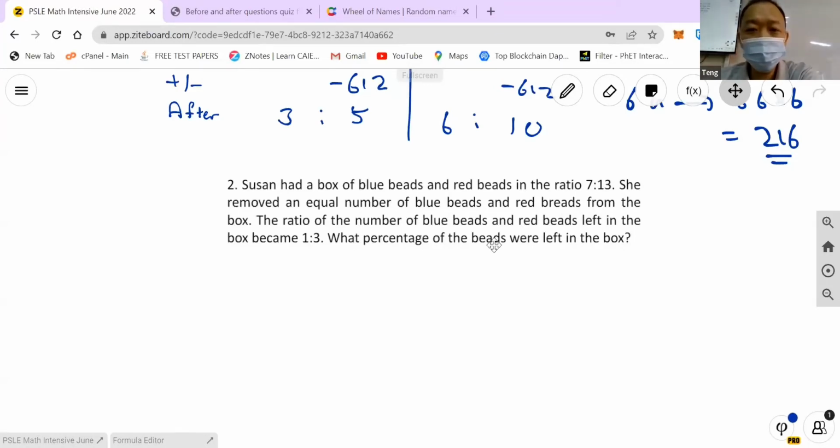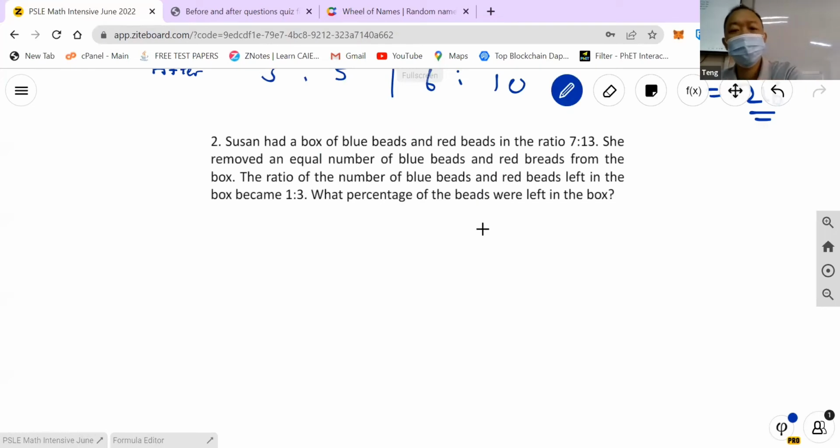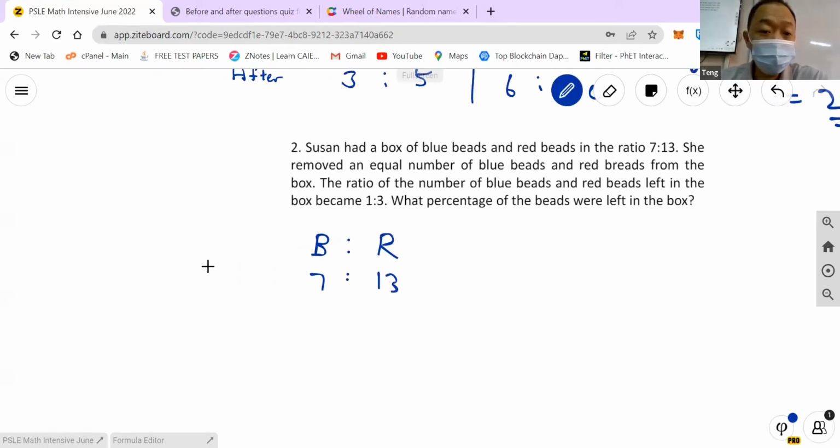Question number 2 of before and after. Susan had a box of blue and red beads in the ratio 7:13, blue is to red. This is the before. Then something happened, plus, minus, and then after. She removed an equal number of blue and red beads from the box, and then the ratio became 1:3.